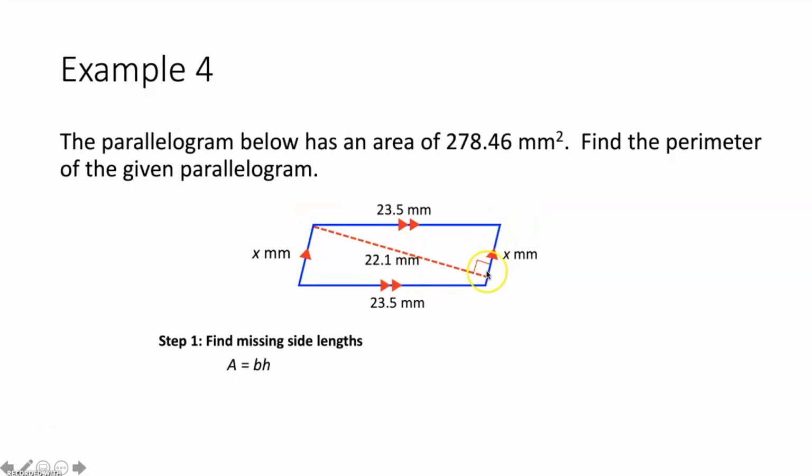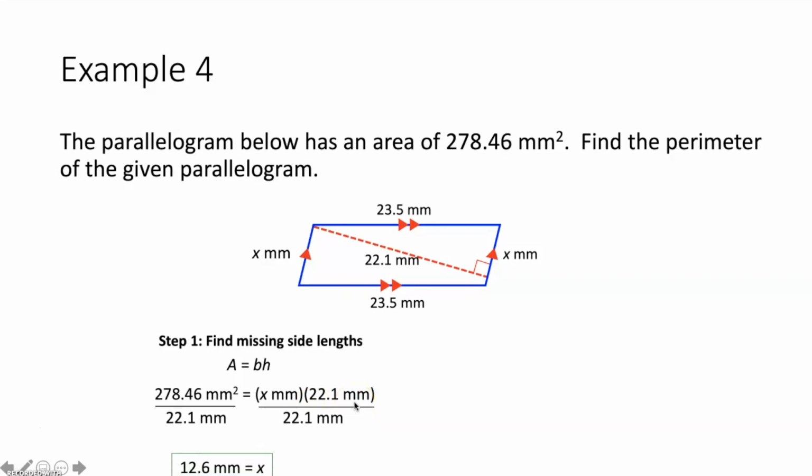So this x, we can plug that in for our base, and then our height, that would be the length of the altitude that's perpendicular to that base, which would be this 21 millimeters. So we can plug that in for our height. Now all we have to do is solve for x. So we divide both sides by 22.1, and we end up getting that x is actually equal to 12.6 millimeters.